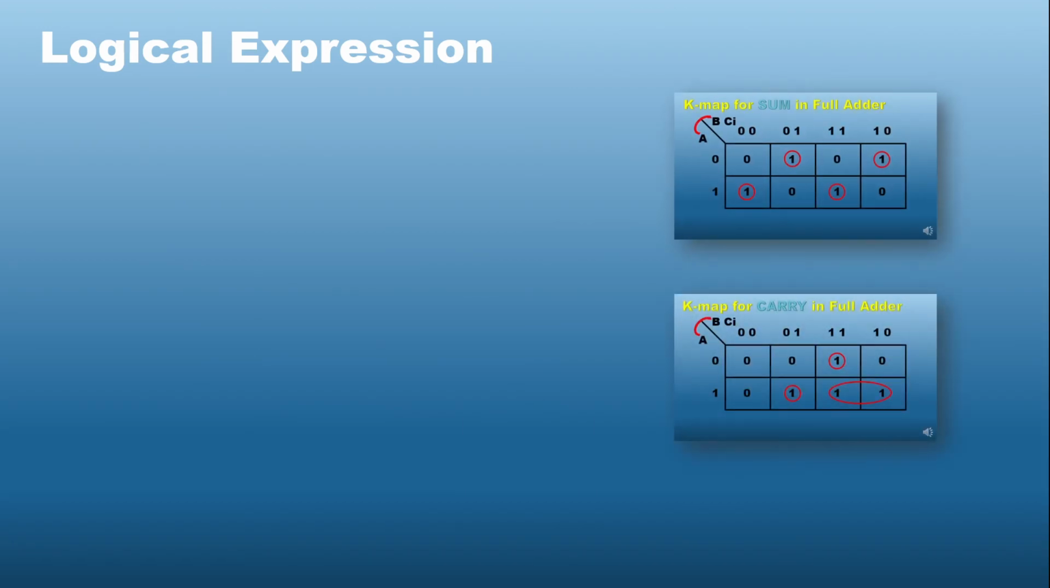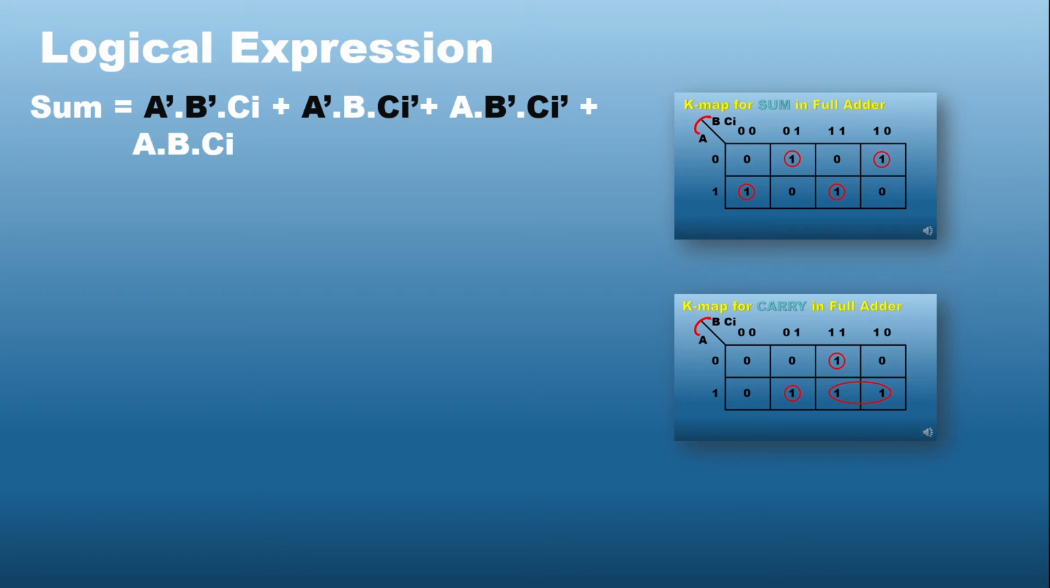Now let's obtain the logical expression using these K maps. First for sum we will write A complement dot B complement dot Ci plus A complement dot B dot Ci complement plus A dot B complement dot Ci complement plus A dot B dot Ci. Now in this expression each value is repeating twice and also containing its complement. From this we will write A XOR B XOR Ci.